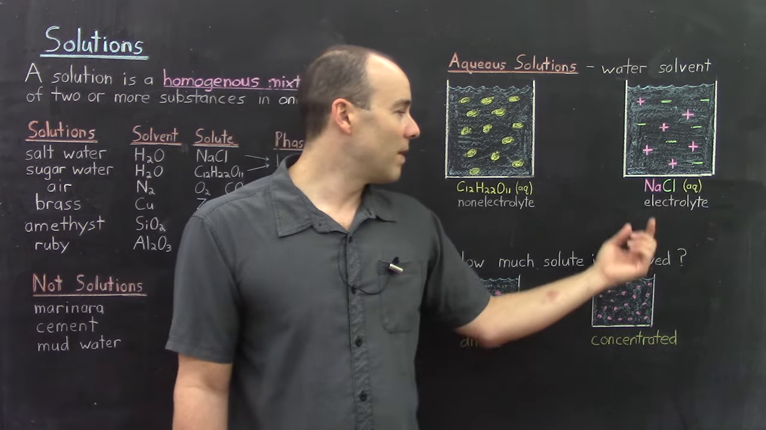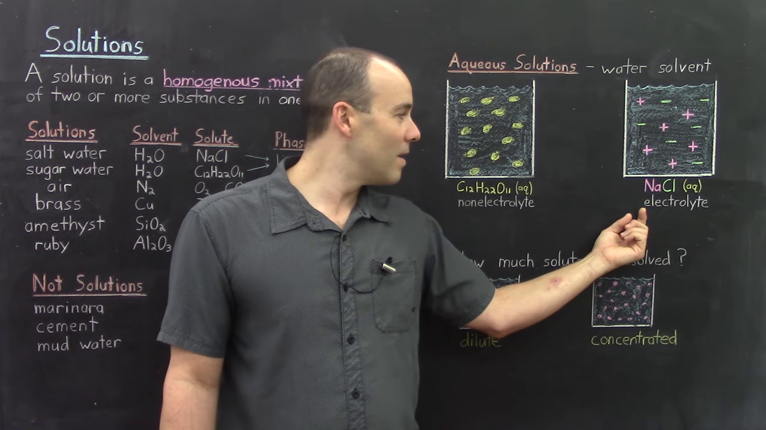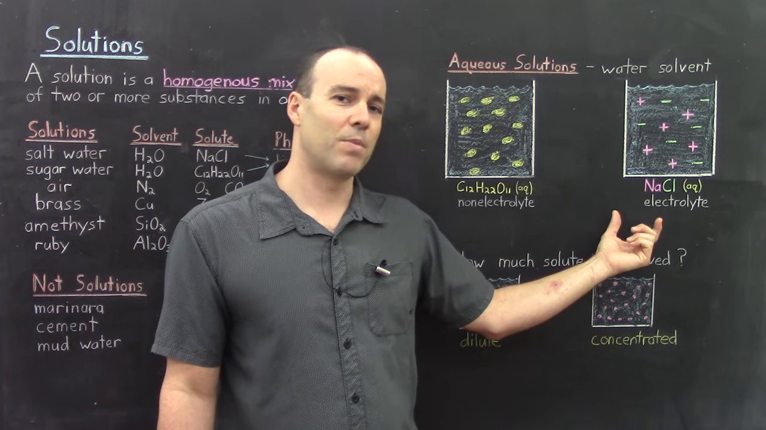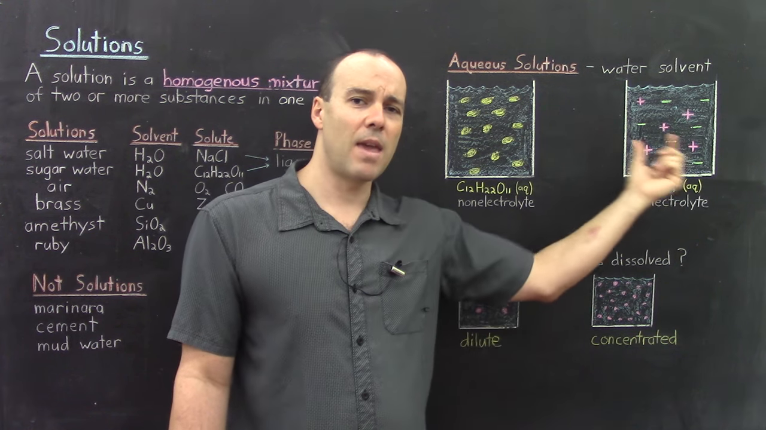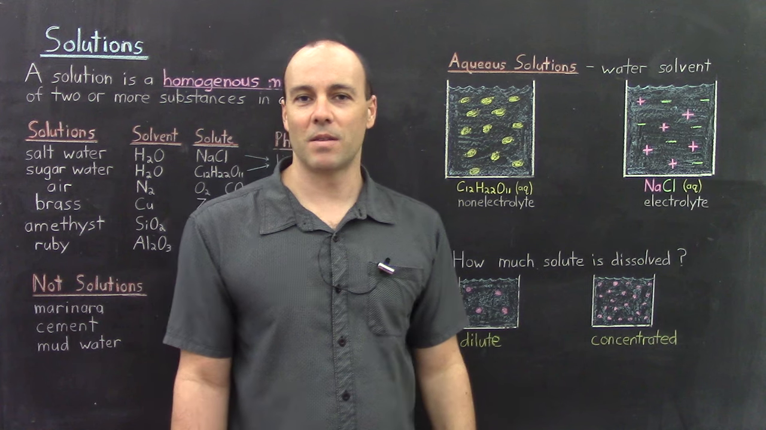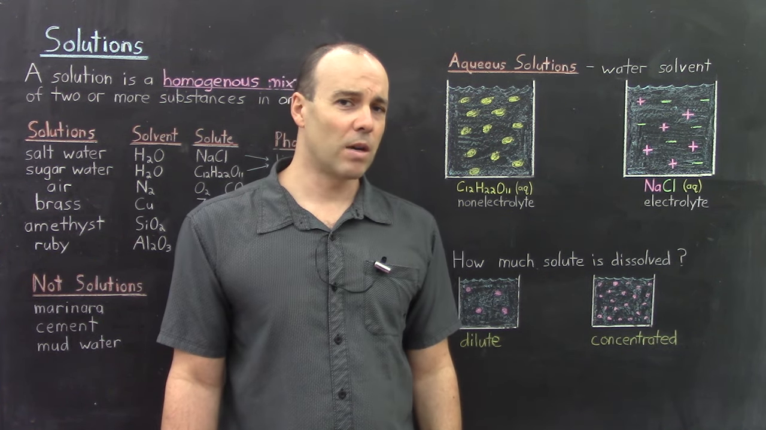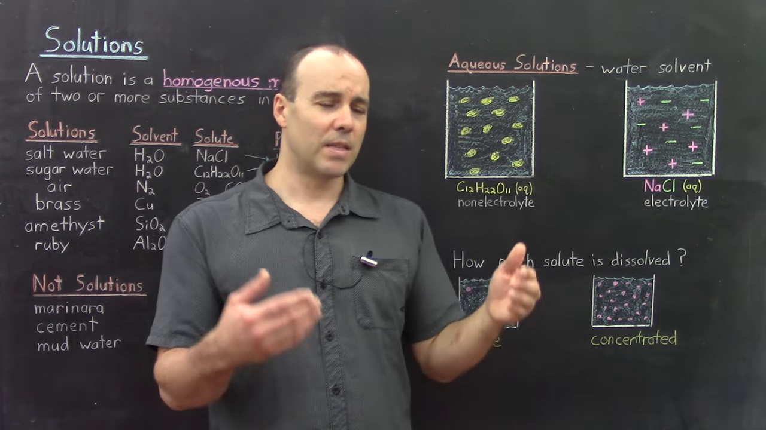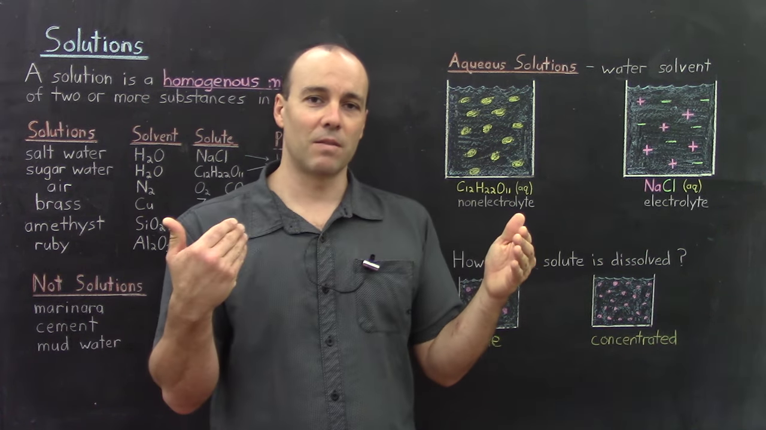Another example of an aqueous solution is sodium chloride dissolved in water. However, when sodium chloride dissolves in water, something different happens in that the cations become separated from the anions. Now, the reason that happens is because water is a polar molecule. And if you recall from our previous lecture, water molecules have a dipole, meaning it has a negative end and a positive end.